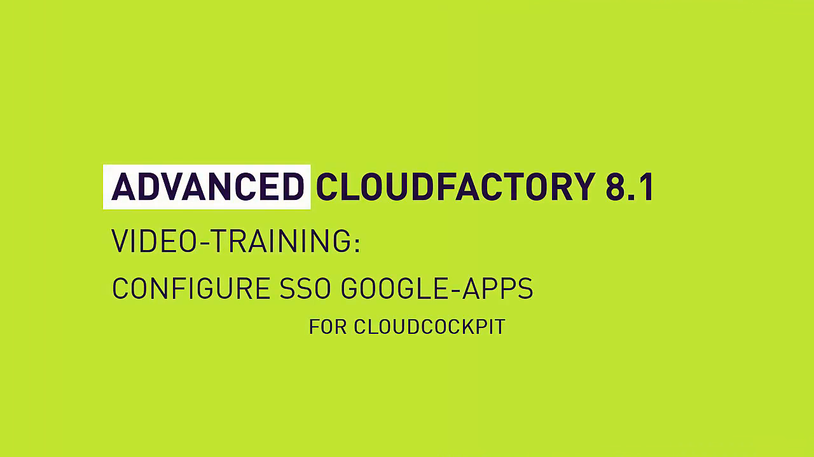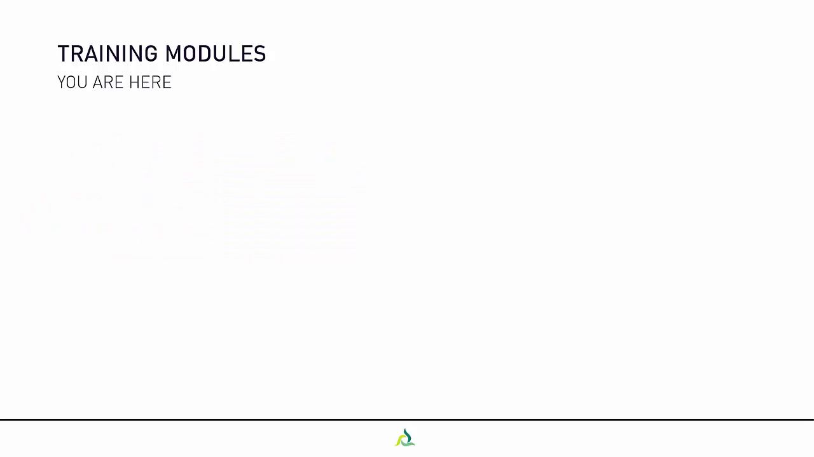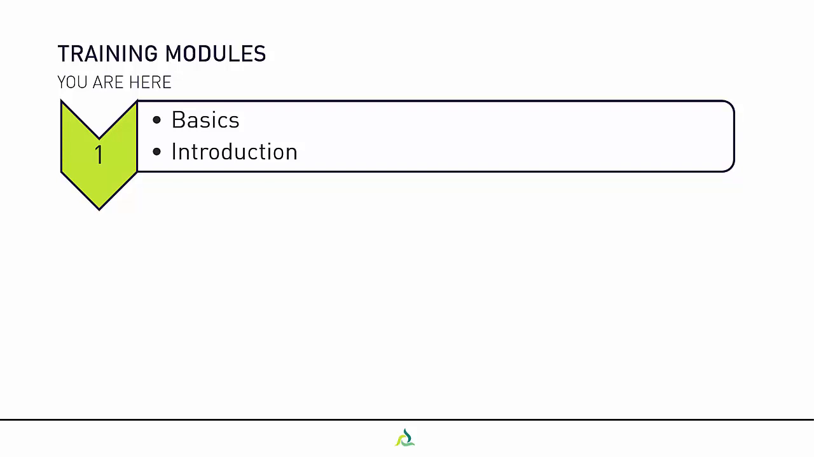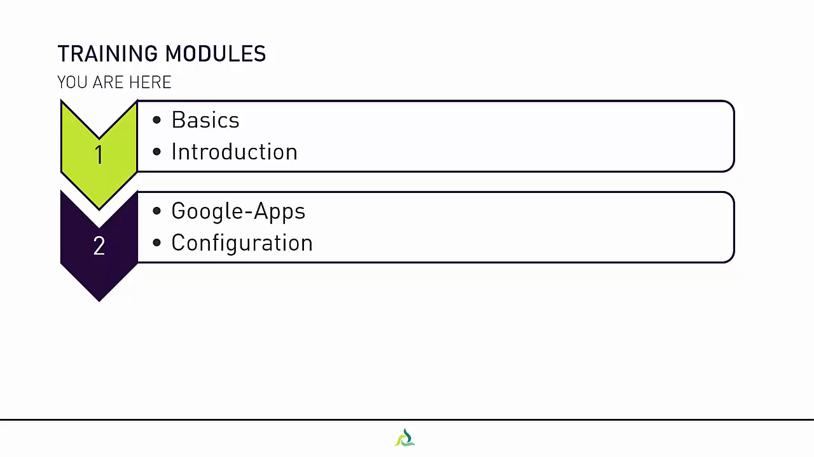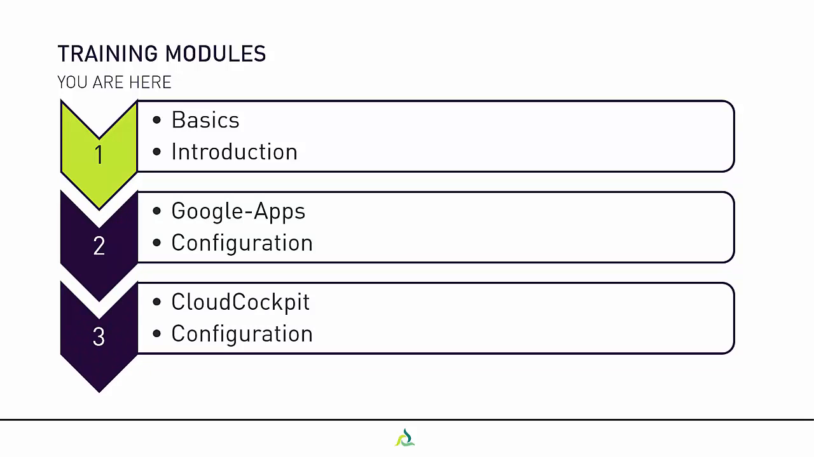Okay, in this particular training, we're going to see one of the examples of how we can use the single sign-on engine in CloudCockpit. In this case, we will be covering Google Apps. In this module, we will see three pieces: the basics and introduction, the Google Apps configuration, and third, the CloudCockpit configuration.